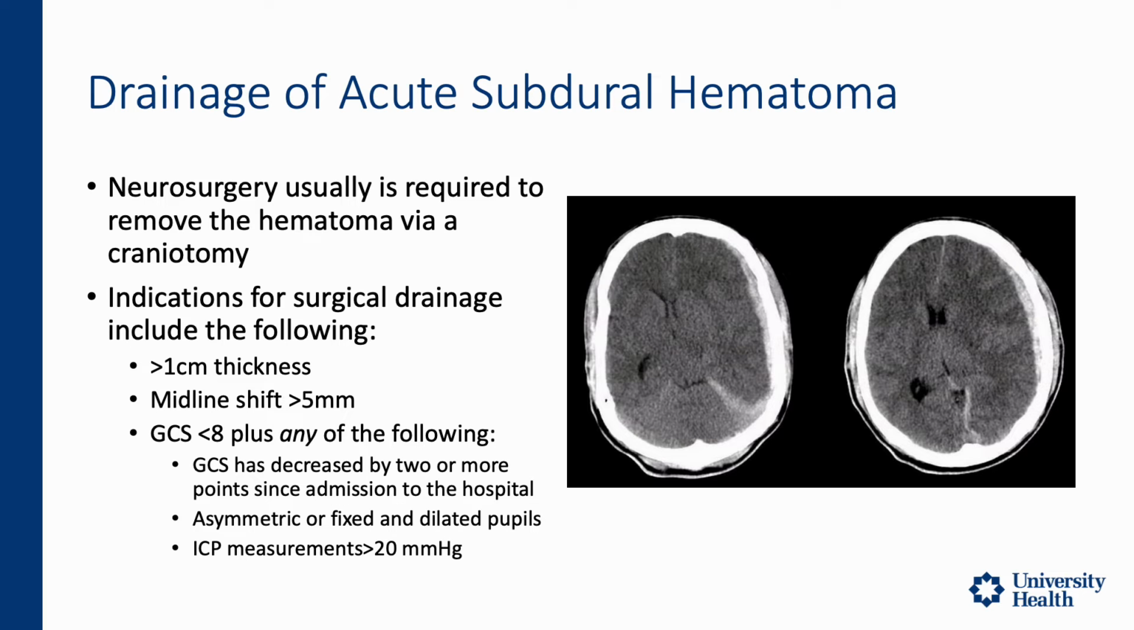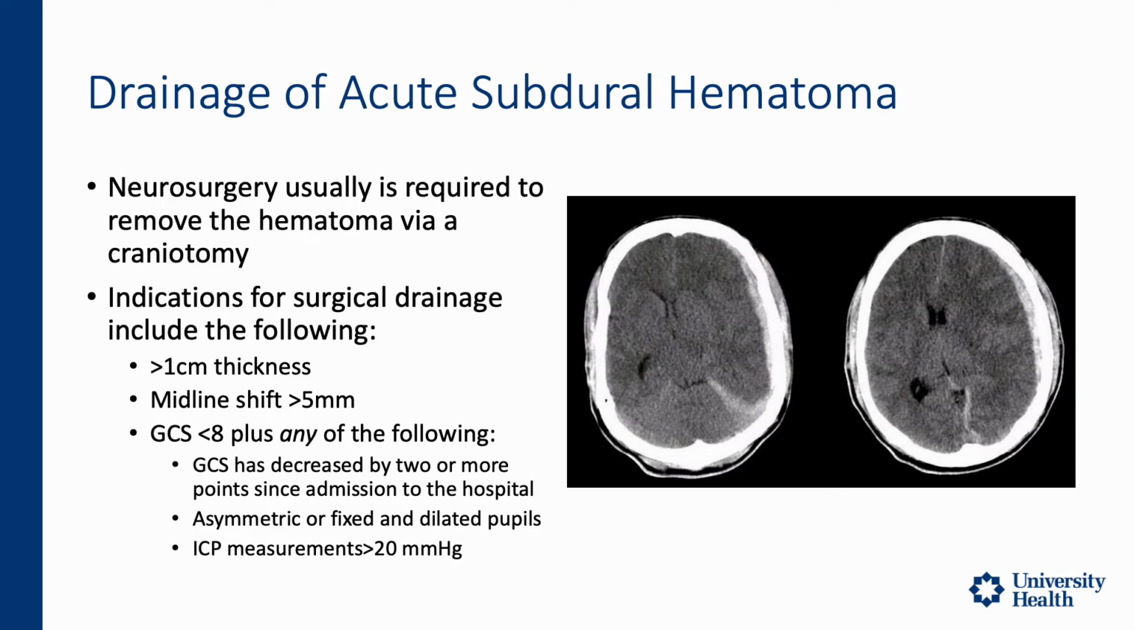So treatment for this is usually going to be consulting your neurosurgical colleagues if they're not already on board. Usually they are whenever you get a CT head and you have findings that are concerning for a head bleed. But if it's something acute, right, and it's quickly enlarging and you're concerned that maybe the patient needs surgical intervention, then obviously get them on board stat. So consult your neurosurgery colleagues. They are usually required to remove the hematoma. They'll do it via craniotomy.